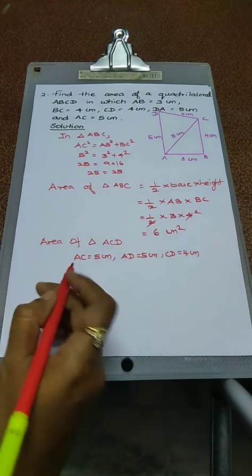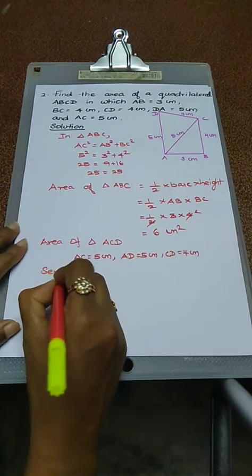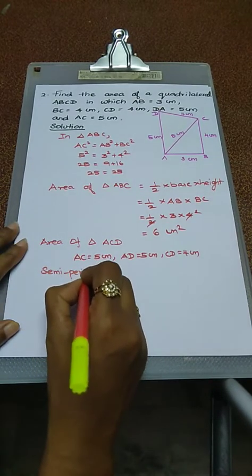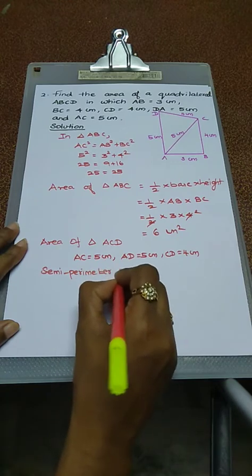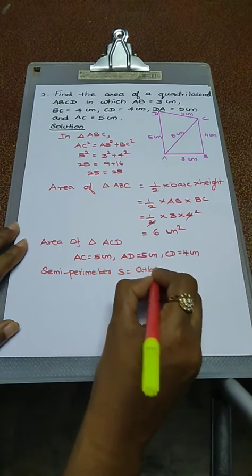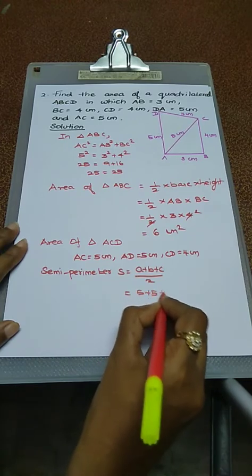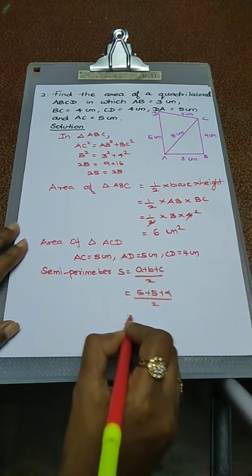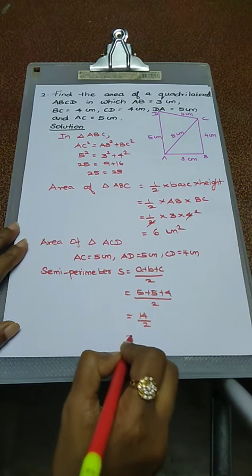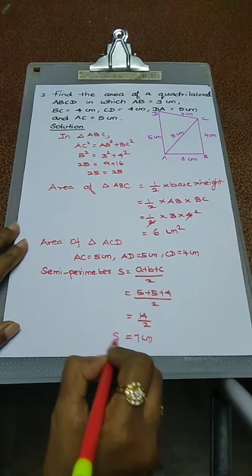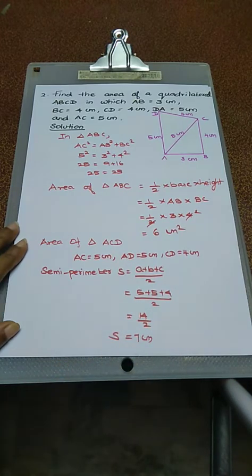Here first we calculate the semi-perimeter. What is the formula to find the semi-perimeter? S is equal to A plus B plus C divided by 2. So 5 plus 5 plus 4 divided by 2. So 14 by 2 is equal to 7 centimeter. So S is equal to 7 centimeter.